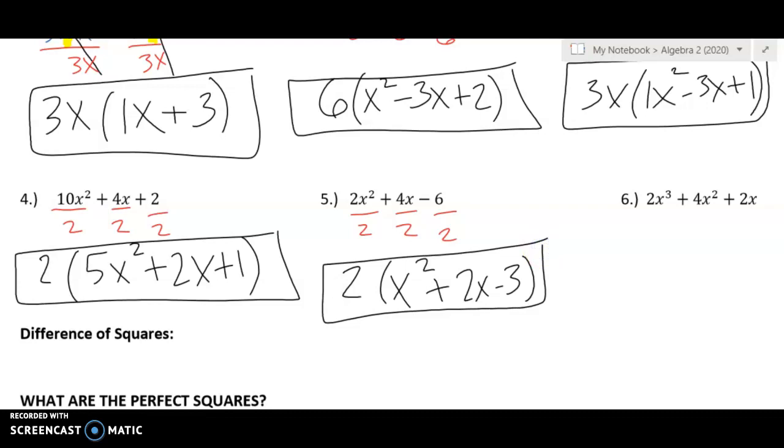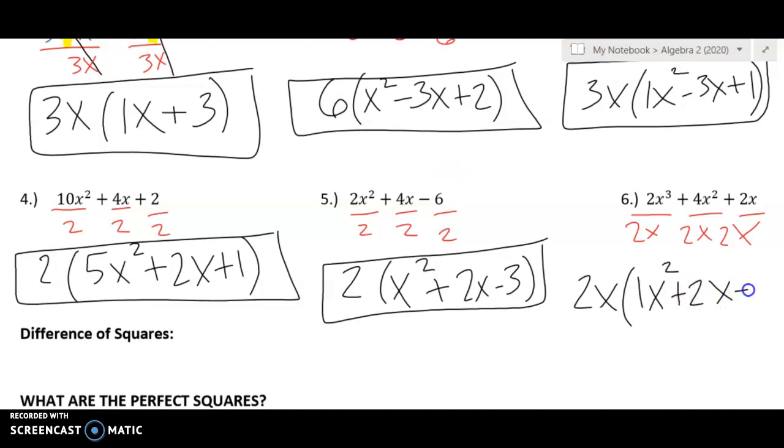This last one, I notice that they all have x's, so I'm going to take out an x from all of these pieces, and I notice that 2 can also come out of all of these pieces, so it's kind of like I'm dividing by 2x. 2 goes into 2 one time. I had 3 x's. I'm taking 1 away. That'll leave me with 2 left over. 2 goes into 4 2 times with an x left over. 2 goes into 2 one time with no x's left over.